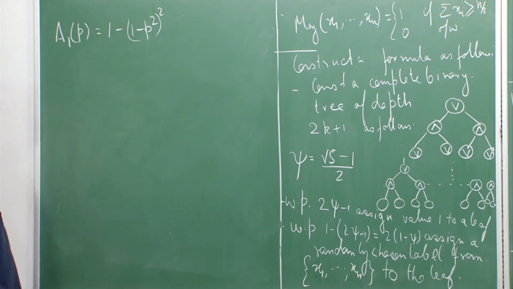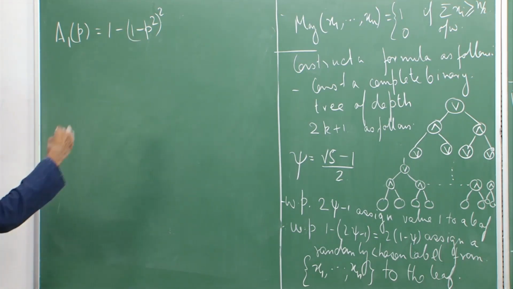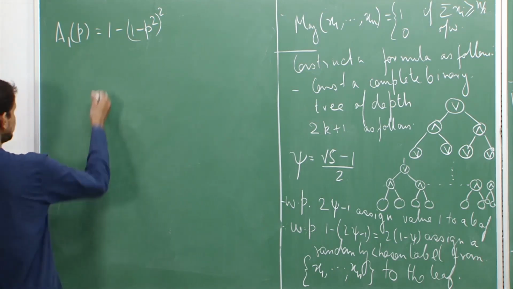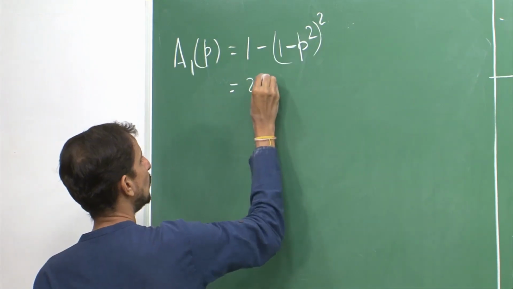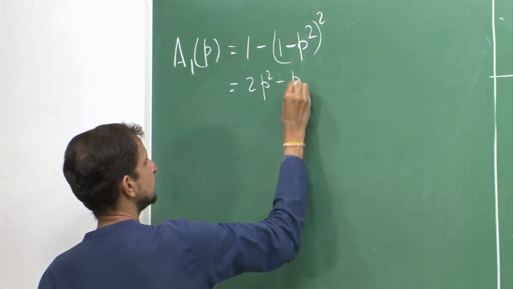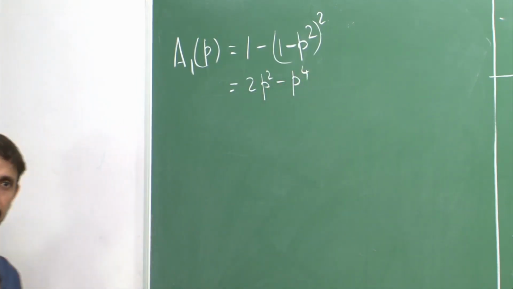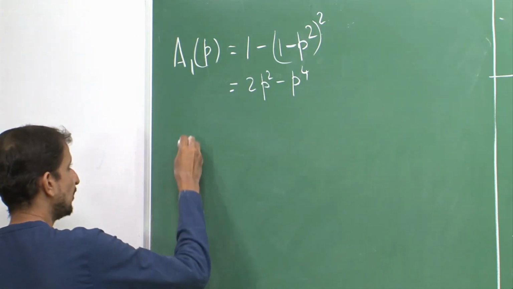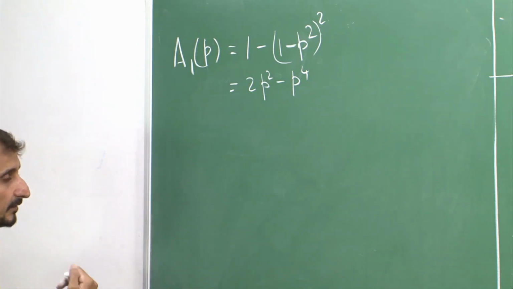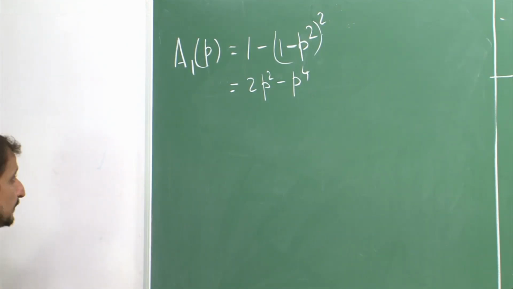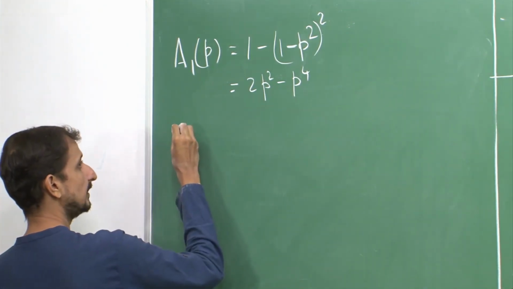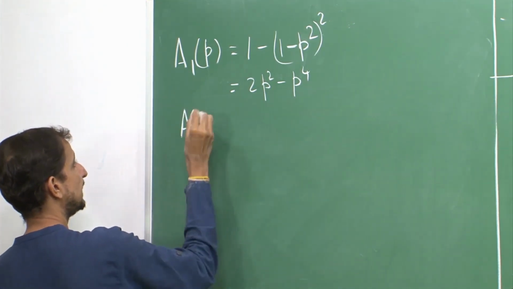Okay. So, this is essentially what A1 is, because this is the 2k levels. So, we can simplify this, and this turns out to be 2p square minus p to the power 4. Okay. Now, this is A1(p). We also need to understand when the function increases, how the function behaves. So, to understand how the function behaves, we will also look at the derivative of this function.